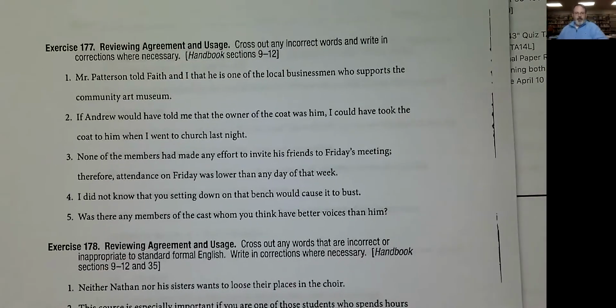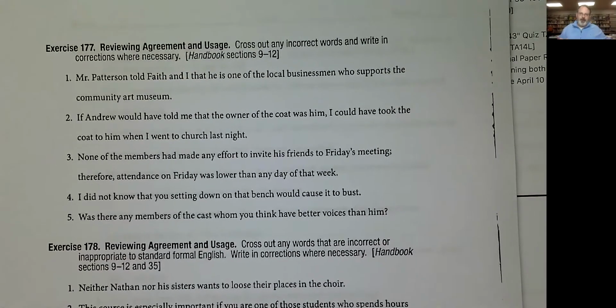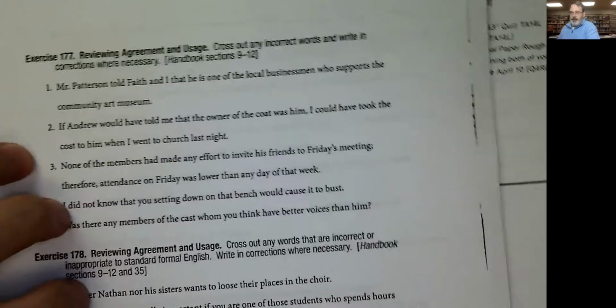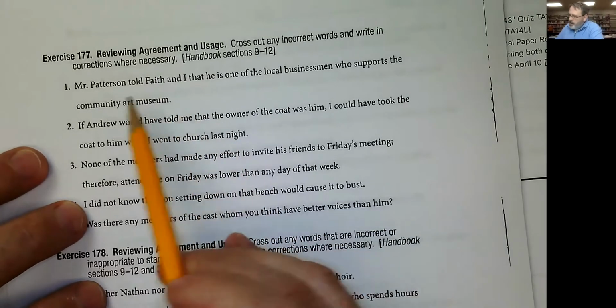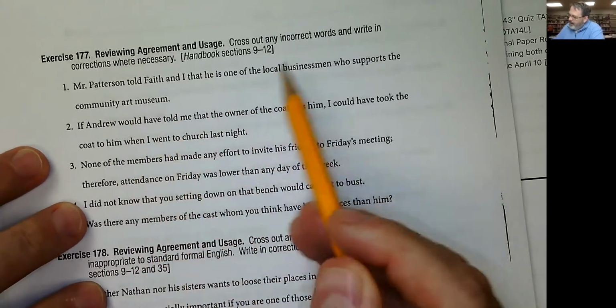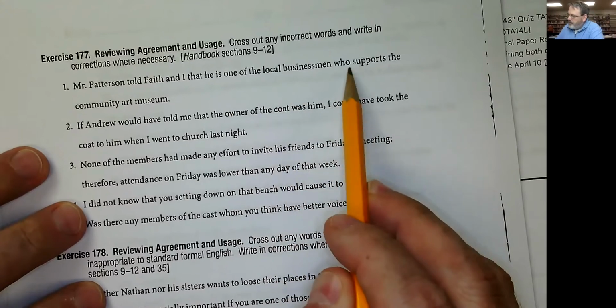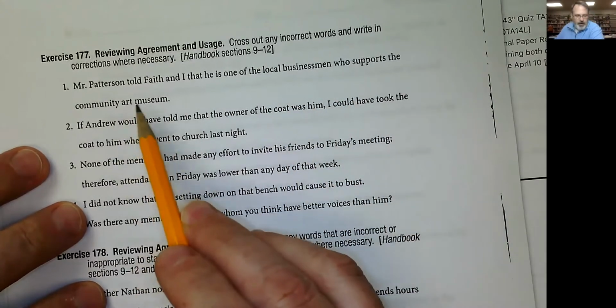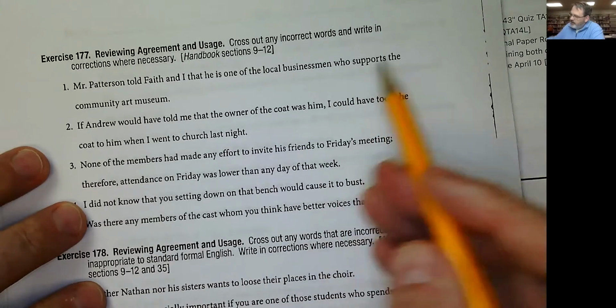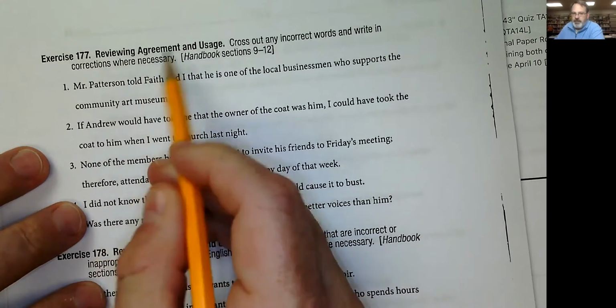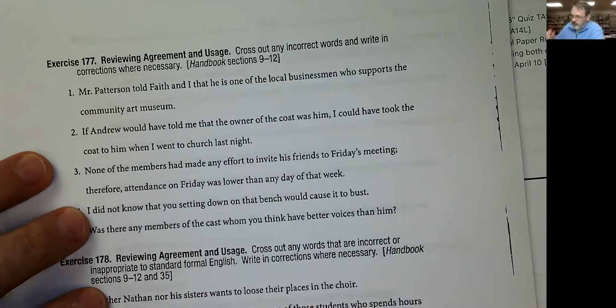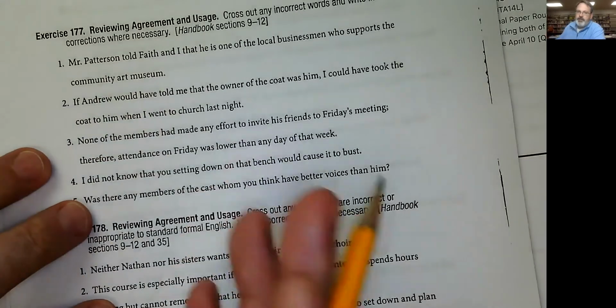All right. Reviewing agreement and usage. Correct any incorrect words and write in the corrections where necessary. Okay, so this has a lot of potential issues. It does not give us italicized words or anything. We have to find the problem. So Mr. Patterson told Faith and I that he is one of the local businessmen who supports the community art museum. Okay, so this is a subject-verb agreement. So we just need to look at subjects and verbs and pronouns.